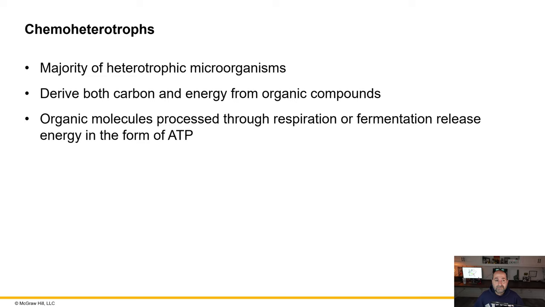What about a chemoheterotroph? A chemoheterotroph, remember, chemo means an organism that obtains energy from molecules that it consumes. And heterotroph means that it's an organism that obtains its carbon in the form of organic molecules. So a chemoheterotroph gets its energy from molecules that it consumes and its carbon in the form of organic molecules.